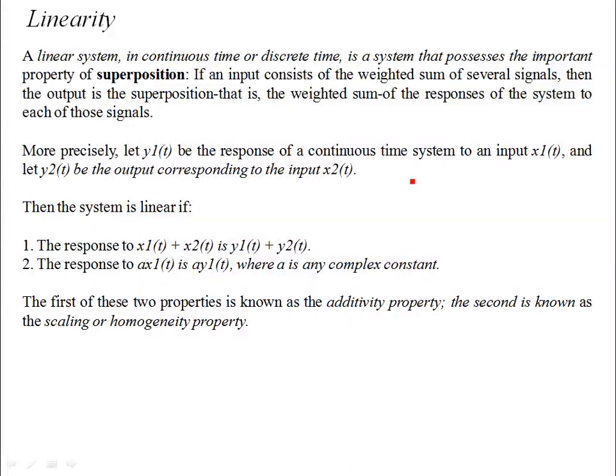Systems that we are going to discuss later on in this lecture series are LTI systems. They're famous as LTI systems. A system is both linear and time invariant if it satisfies both the constraints of time invariance as well as linearity. A system is linear, in both continuous time and discrete time, if it possesses an important property known as superposition. So what is superposition? Let's try to understand this.